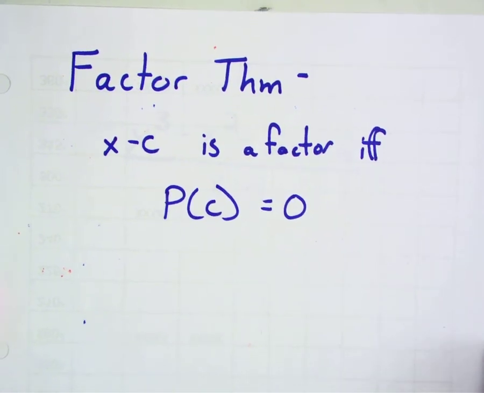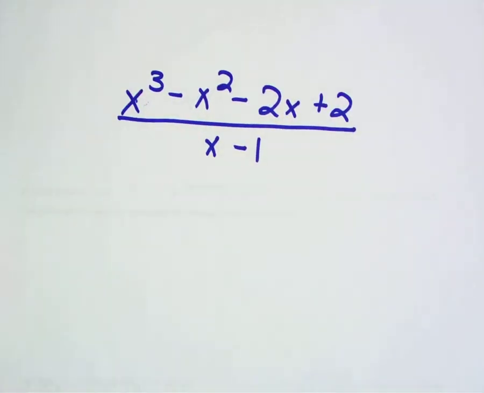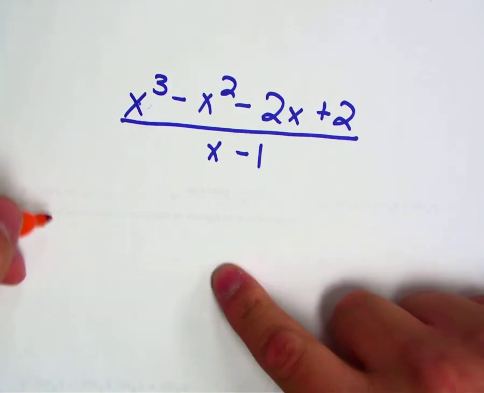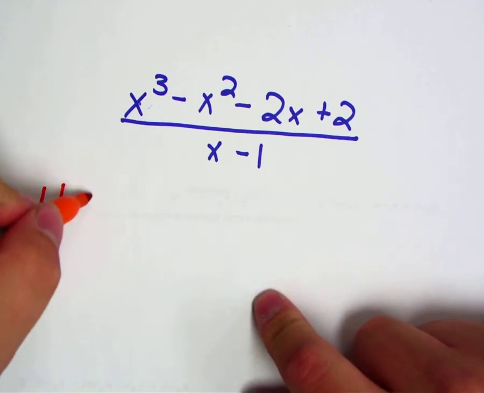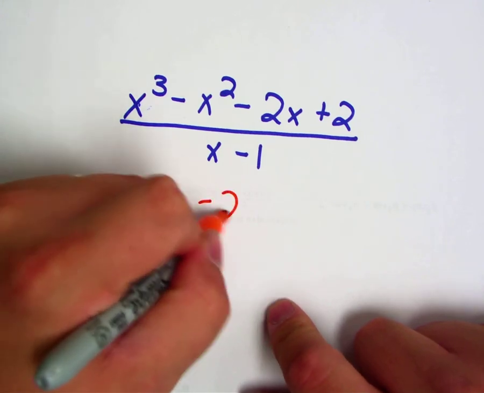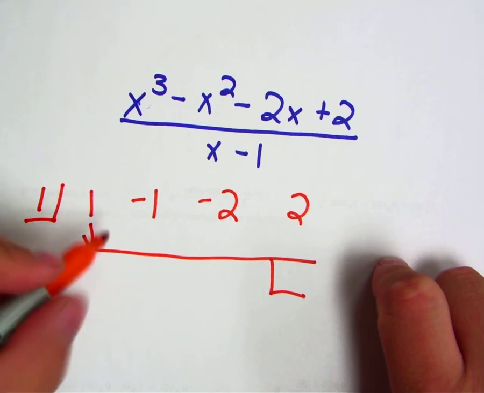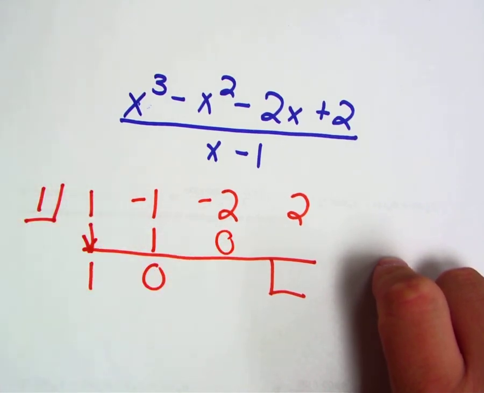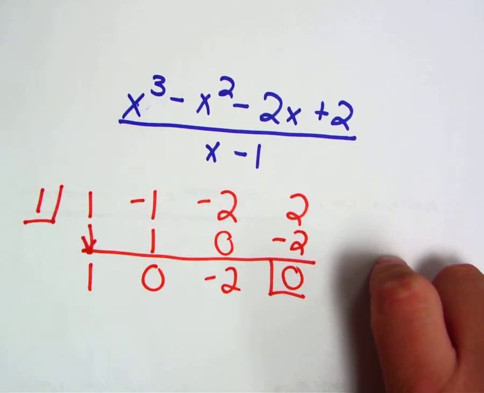So let's take a really quick look at that with this example. We've got our polynomial, and we're dividing it by x minus 1. Let's use synthetic division and see what our remainder is. I'm going to put 1 over here because we're dividing by x minus 1, and then my coefficients, and we'll see what we get. I'm going to drop my 1 down, multiply, add, multiply, add, multiply, and add.